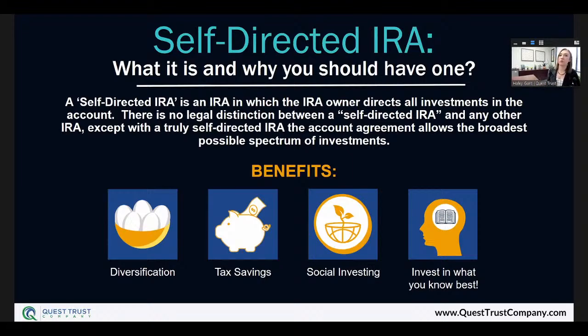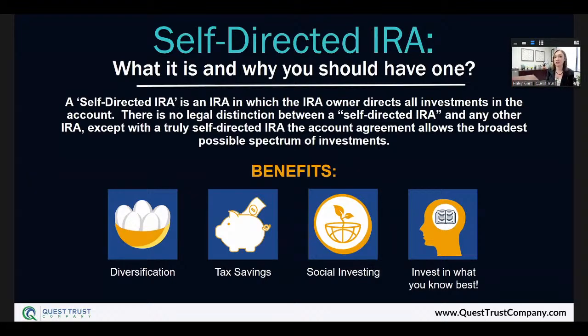What we see a lot of people do is they might have their more traditional IRA held at maybe Fidelity or Charles Schwab, and they might transfer part of their balance to Quest to invest it into real estate and other types of privately held assets.